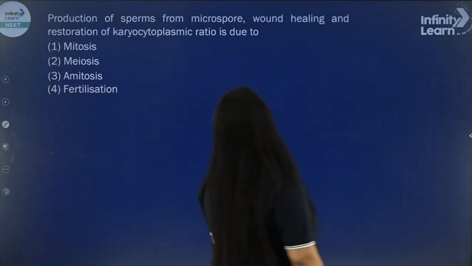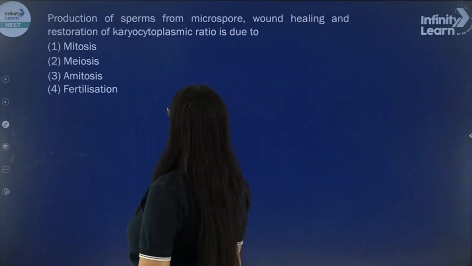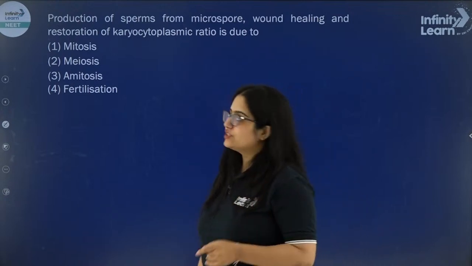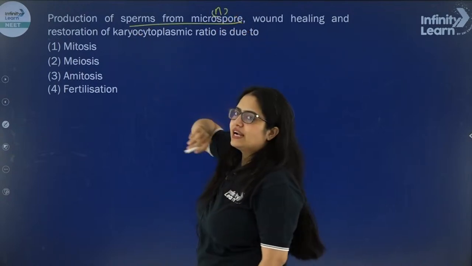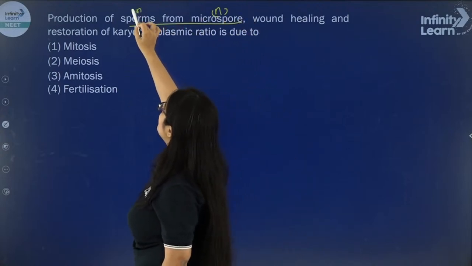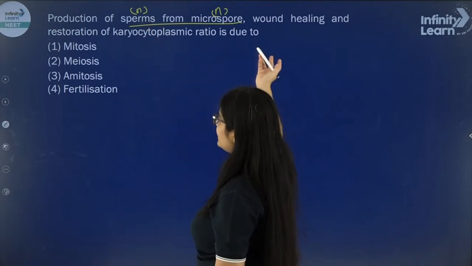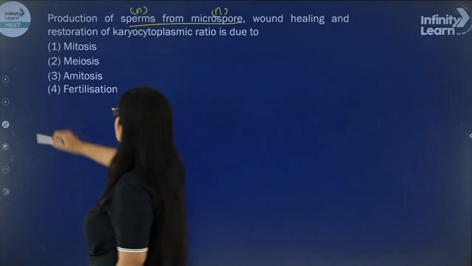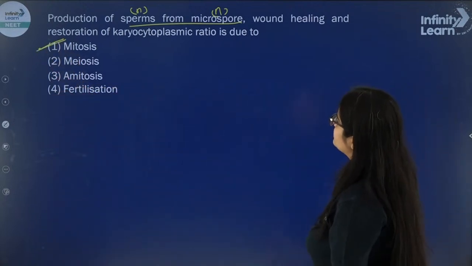Yeah. Next question. Which of production of sperms from microspore, wound healing, and restoration of karyocytoplasmic ratio is seen by? So the answer is in the first part of the question itself. Production of sperm from a microspore: microspore is already haploid, formed from meiosis in the microspore mother cell. So to make sperm from microspore, you need mitosis, because sperm is also a male gamete and haploid. Wound healing takes place via mitosis. Karyoplasmic ratio can be restored via mitosis. So the answer is very simple: mitosis. From the first part of the question itself, you can get the answer, mitosis.